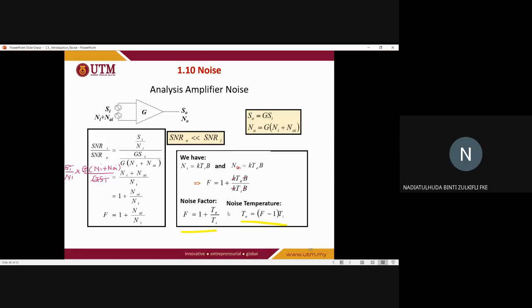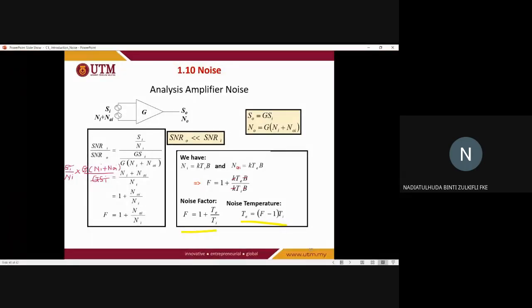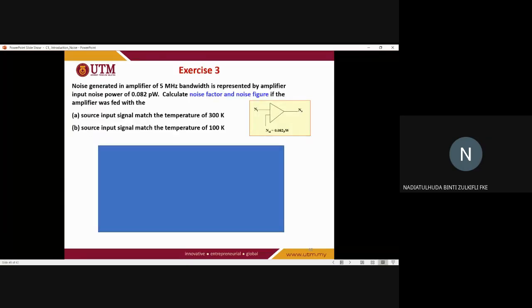Te is then our noise temperature, which, if you make it the subject, becomes F minus 1 times Ti. This is the derivation for noise temperature. So now we have derived the noise power and noise voltage, and looked at our noise factor, SNR, noise figure, and now noise temperature. Let's do one exercise.